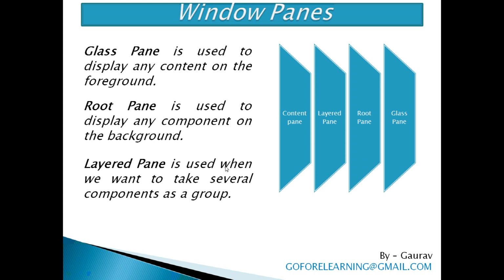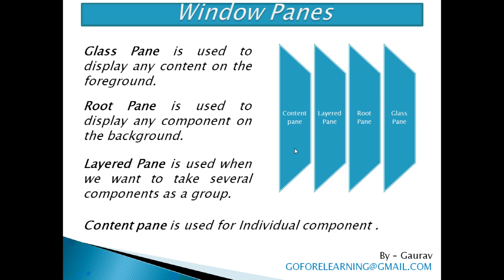And another one is the layered pane. This pane is below the root pane. When we want to take several components as a group, we attach them in the layered pane. And the fourth one is the content pane. This is the bottommost pane of all. Individual components are attached to this pane.